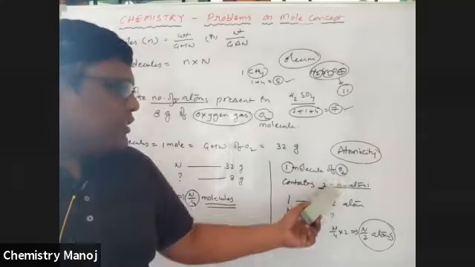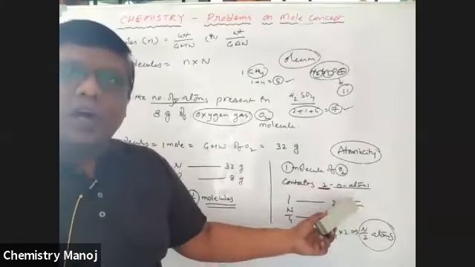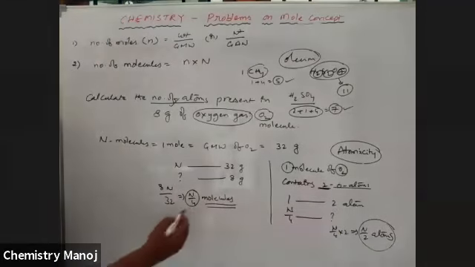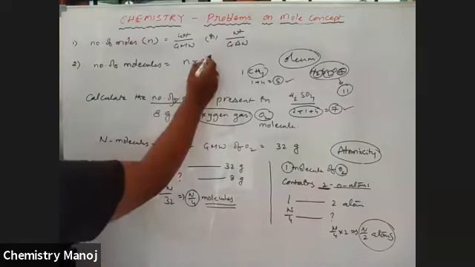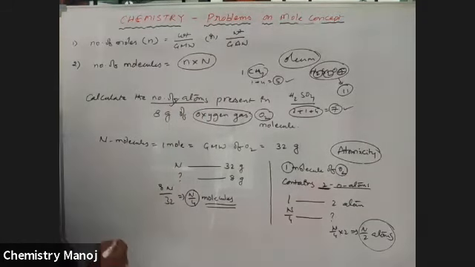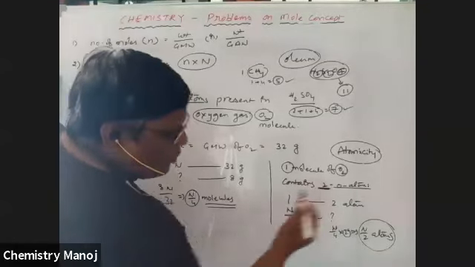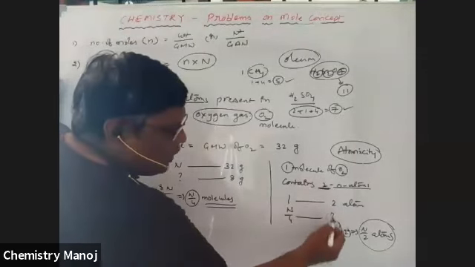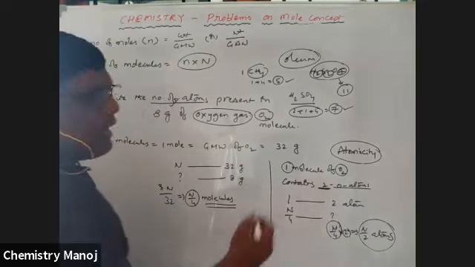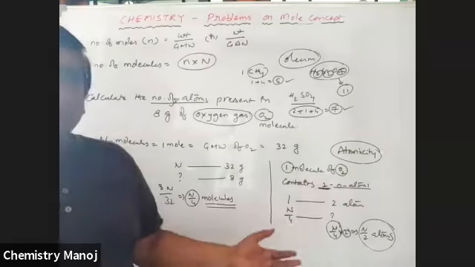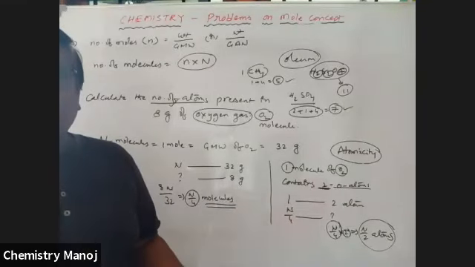Just like that, O2 has 2 atoms, so the atomicity of oxygen is 2. Now it is nothing but the number of molecules. The number of molecules is small n into capital N. The number of molecules is multiplied with what is this 2? It is atomicity. The number of molecules multiplied with atomicity gives the number of atoms.